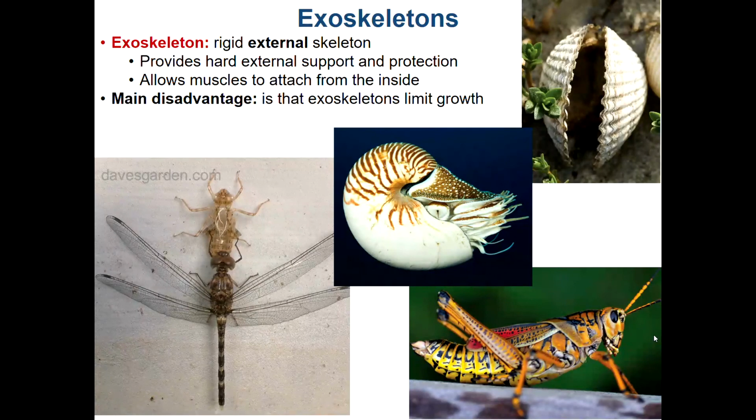The biggest disadvantage to exoskeletons is that it limits growth. So you can only grow as big as your exoskeleton if it's on the outside. In order to combat this, insects and other arthropods have to molt their exoskeleton. So here we see a dragonfly. It has molted out of this exoskeleton, and then it has a period of time where its new exoskeleton has to harden. During that time, it allows the insect to grow larger. So molting helps the insect and other arthropods get bigger.